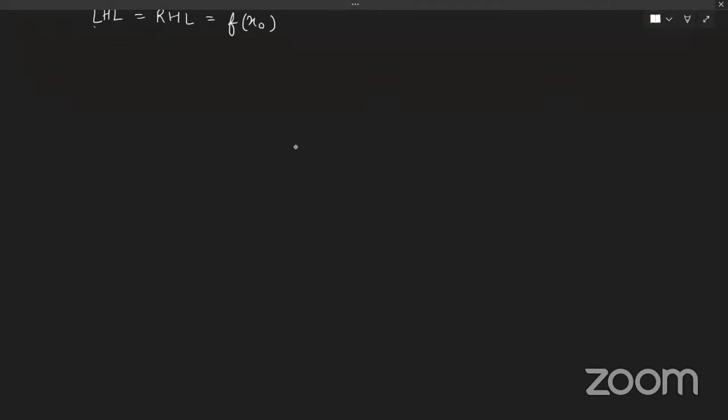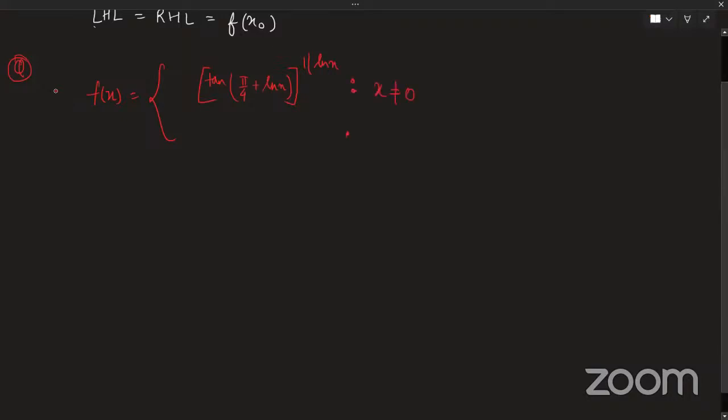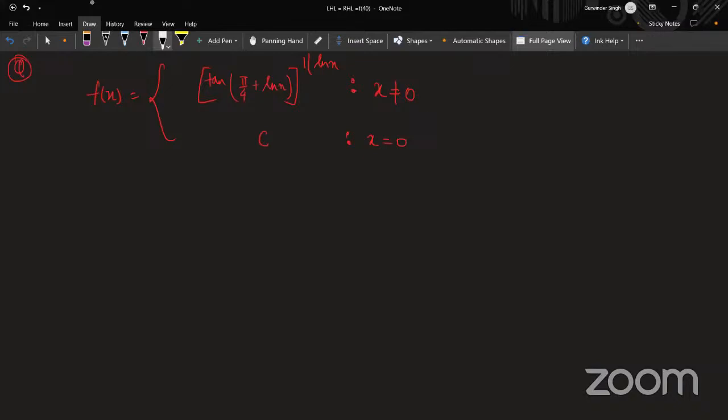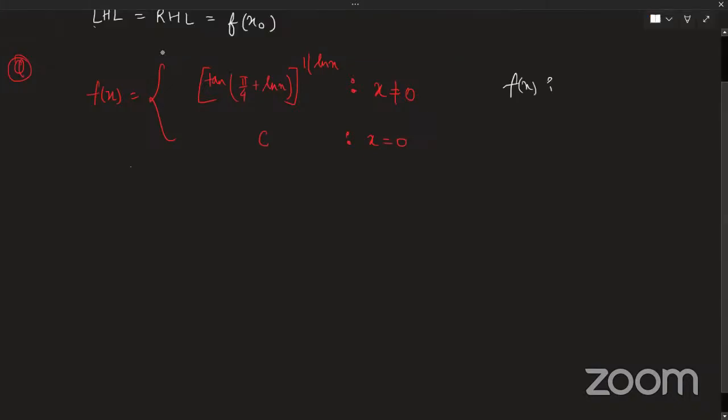So yesterday, we were doing one small question. It was given to us that f of x is equal to tan of pi by 4 plus ln x, raised to 1 by ln x, when x is not equal to 0. And when x is equal to 0, it was given some constant value c. It was given that this function is continuous, and we were asked to find the value of c.